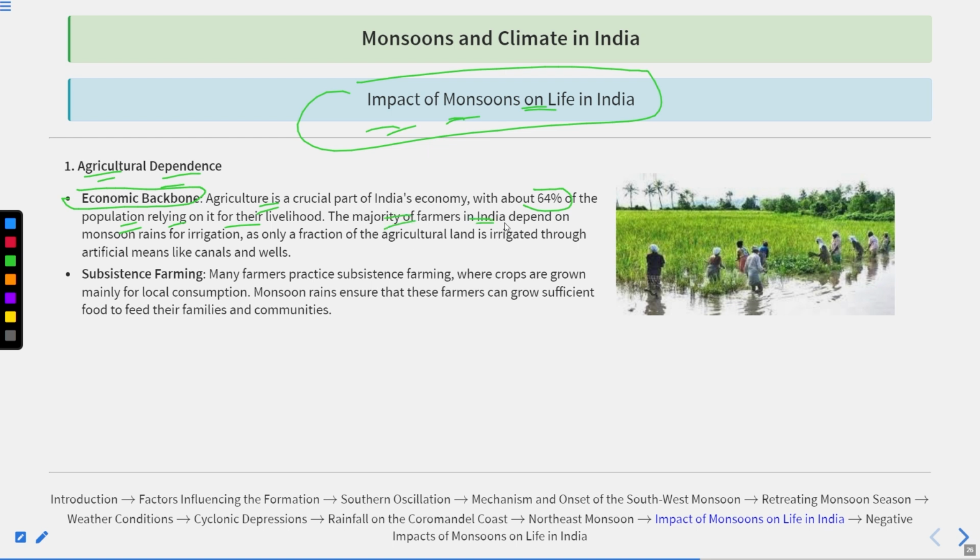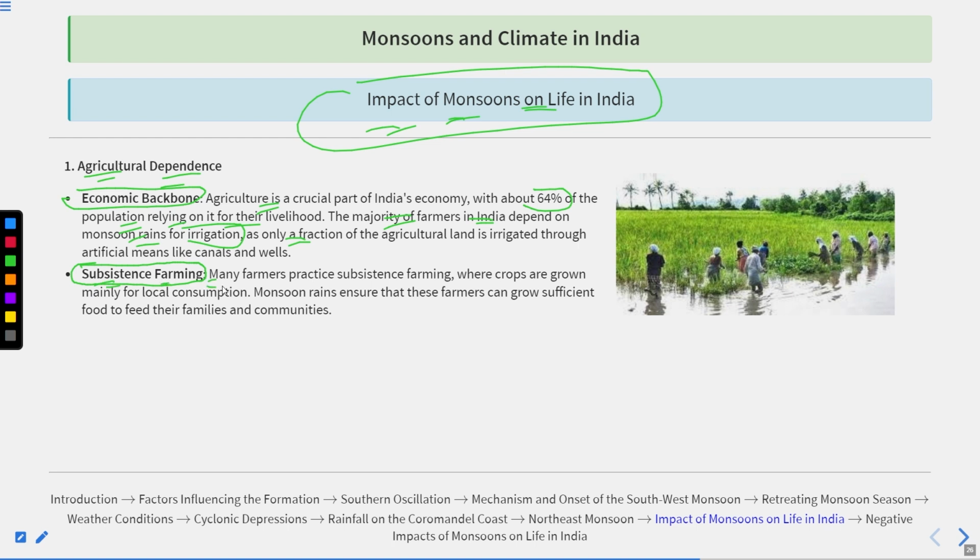The majority of farmers in India depend on monsoon rains for irrigation, as only a fraction of the agricultural land is irrigated through artificial means like canals and wells. So that's why rainfall is necessary during the monsoon, so that irrigation could be sustainable.